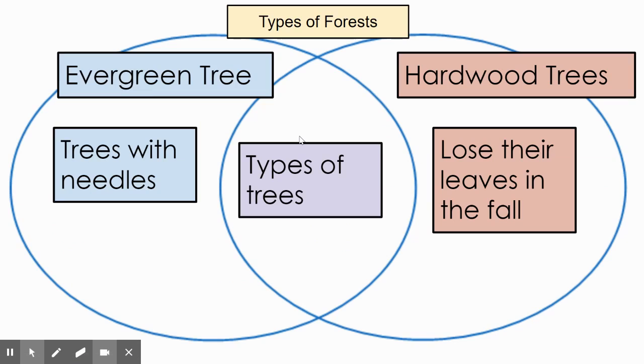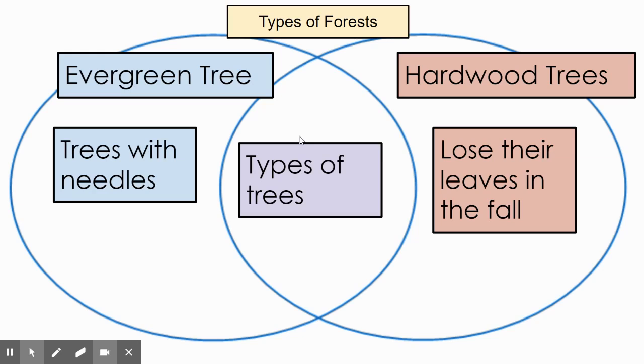Here is our graphic organizer. I might not have mentioned earlier that this is a Venn diagram. Okay, that has a special name. It is a Venn diagram. The two topics I'm going to be comparing and contrasting from the previous page are evergreen trees and hardwood trees.